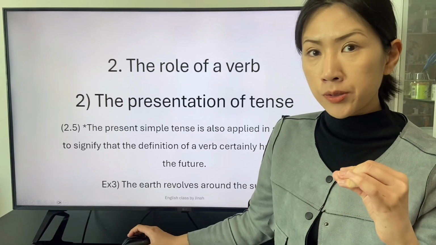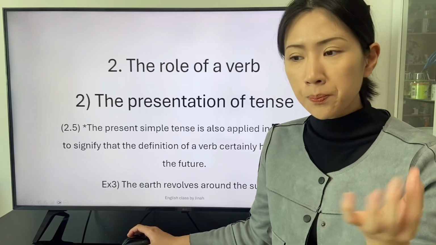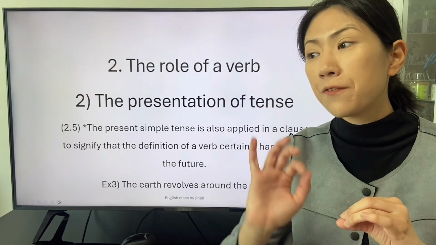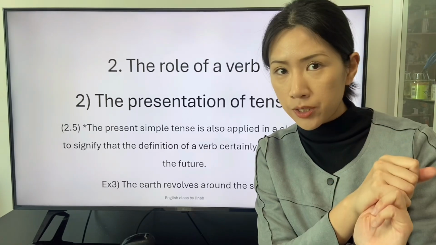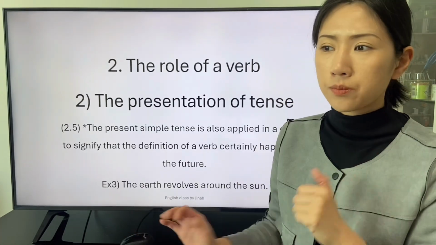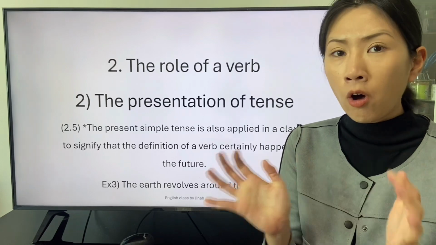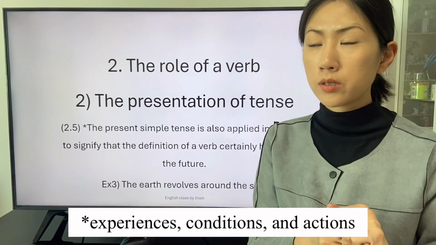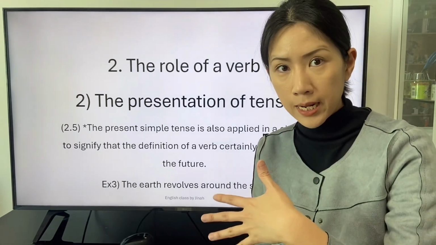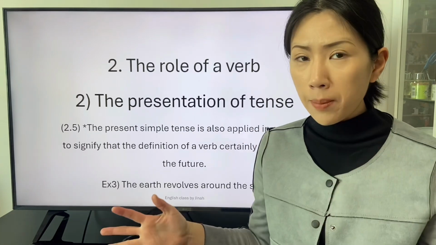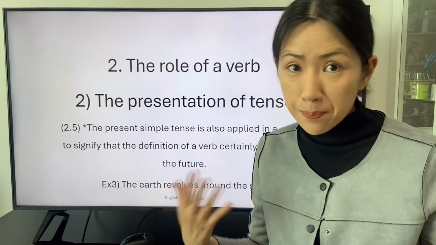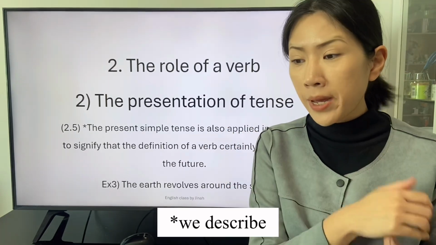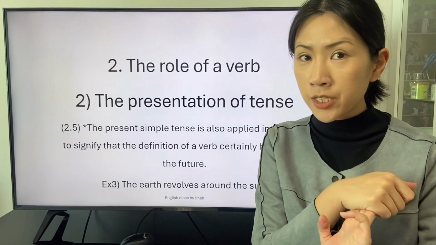Before we start to deal with the future tense, we will study the present tense used to describe a future experience, condition, or action. As we know, there are certain things that are to happen in the future. We are so sure about the happening of the experience, condition, or action.